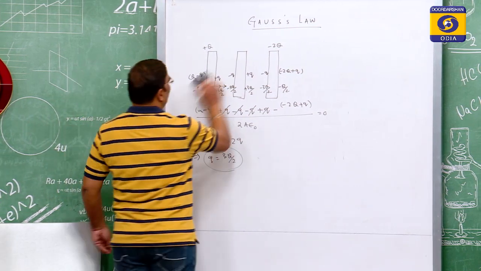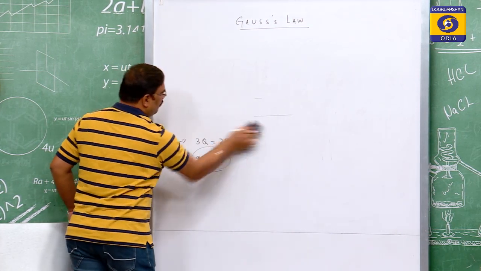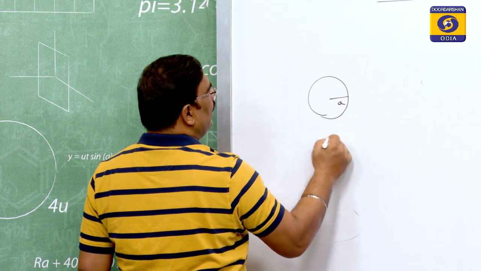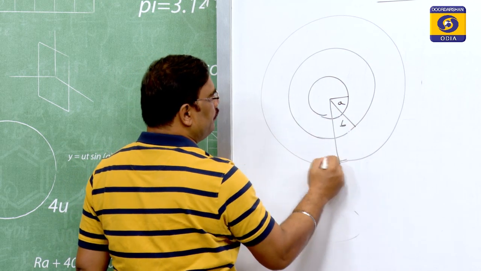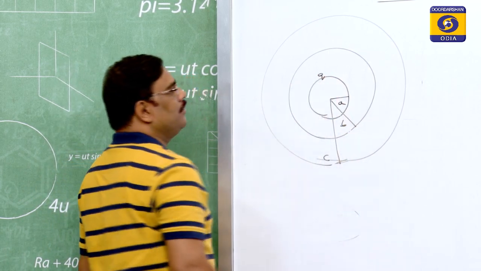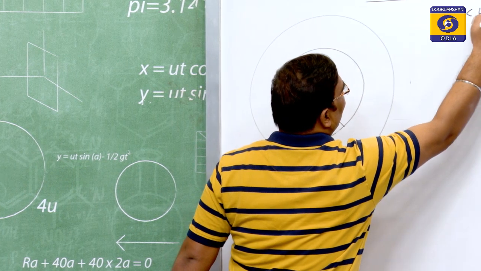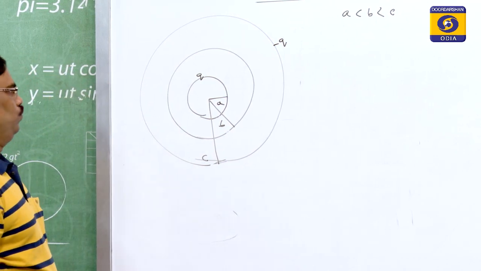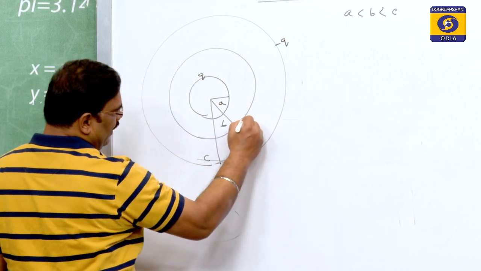Now, let us consider 3 concentric spheres having radius A, B and C, where Q is the charge given to the sphere of radius small a, we can say A is less than B is less than C, and minus Q is given to the sphere of radius C, where the sphere of radius B is earthed.